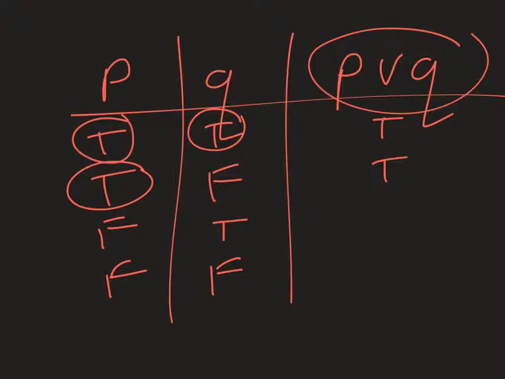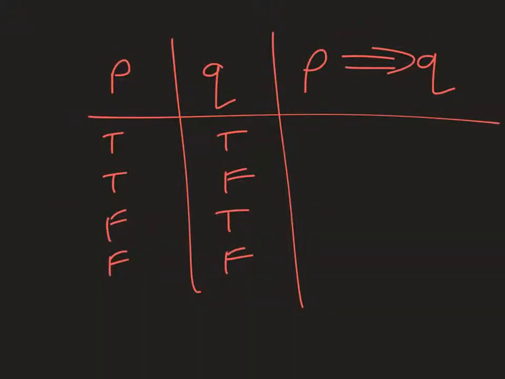Third row then, so P is false, but Q is true. So again, therefore, is one or both of those statements true? Yes. So therefore, the inclusive disjunction P or Q is true. Finally, in the fourth row, is P or Q true? Well, we don't have either of these statements being true. So therefore, the inclusive disjunction P or Q is false.